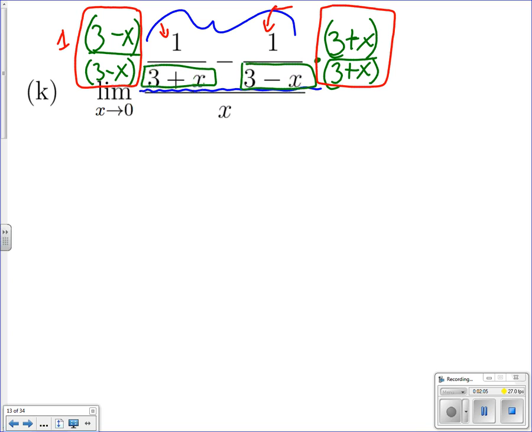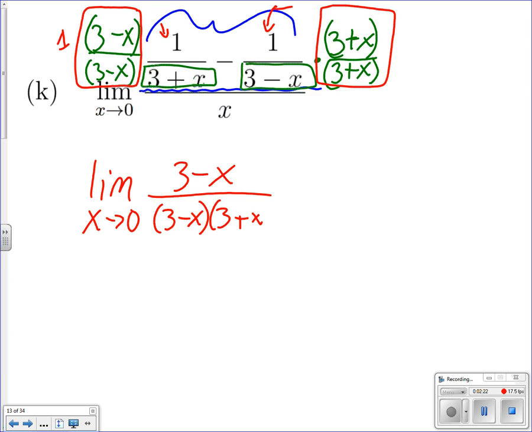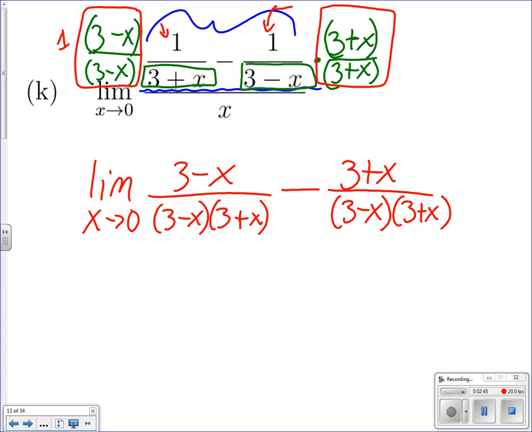So on the left, we have 3 minus x times 1, which is still 3 minus x. On the bottom, I'm not going to change anything, so we still have 3 minus x times 3 plus x. Big minus in between. Then on the right side, we have 1 times this 3 plus x on top, so that just comes out to be 3 plus x. Again on the bottom, we rewrite it: 3 minus x times 3 plus x. And again, this is all over 1 big x.